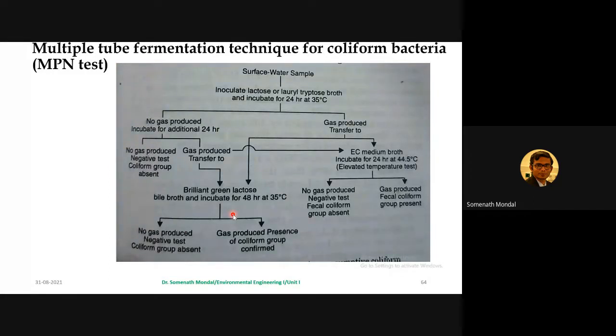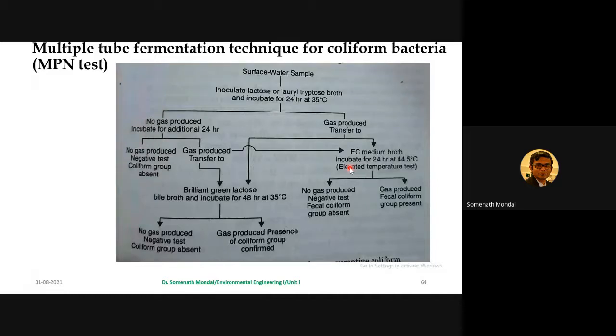On the other hand, once gas is produced, in both the cases, we can do EC medium broth and we can incubate it for an additional 24 hours at 44.5 degrees centigrade, at elevated temperature. So in this case, what we would be able to see is, if there is no gas produced, that means again no fecal coliform present, and if the gas has been produced, that means fecal coliform group is present.